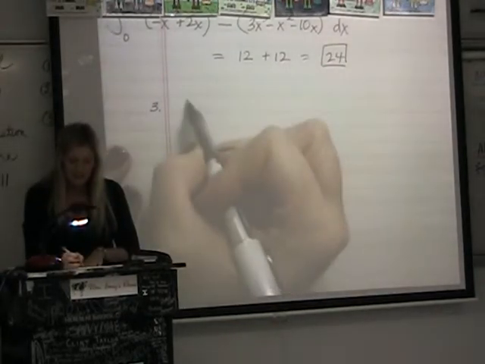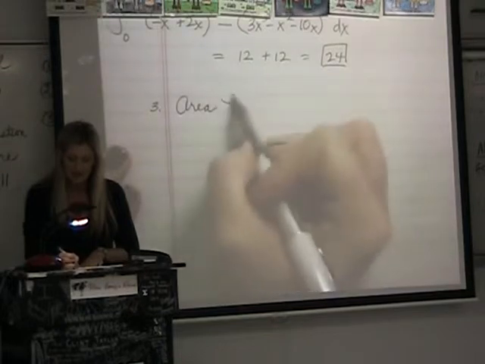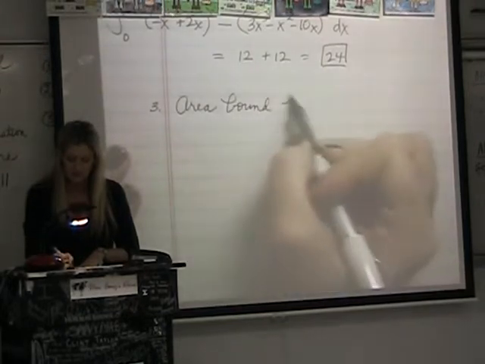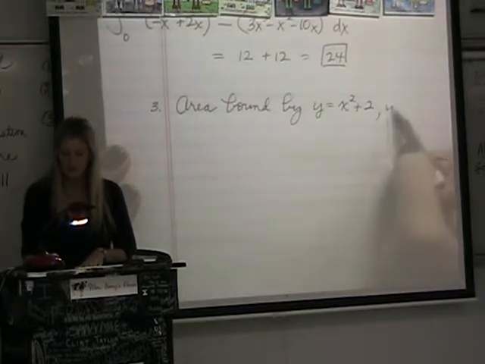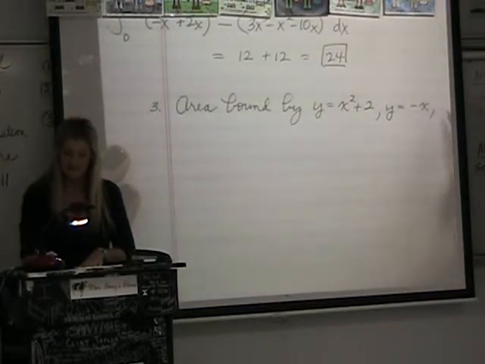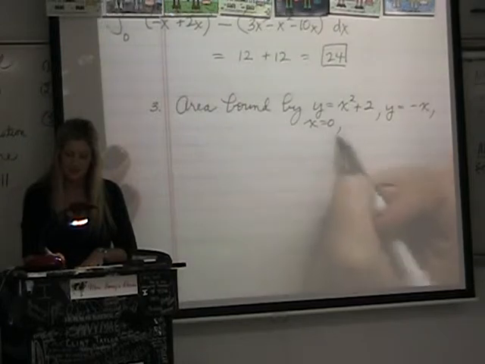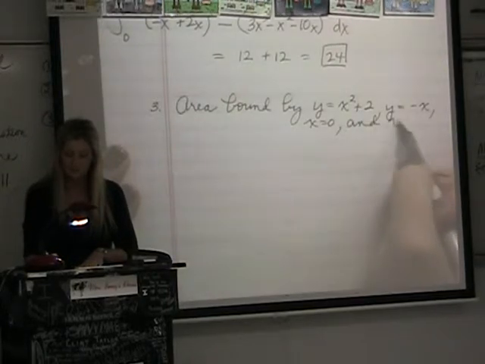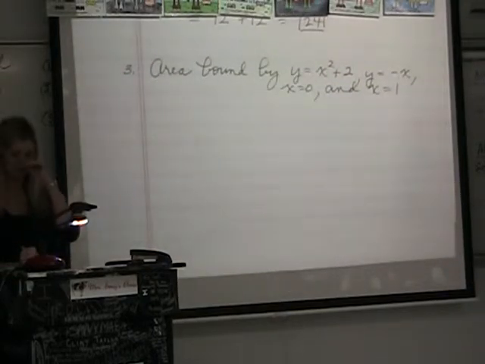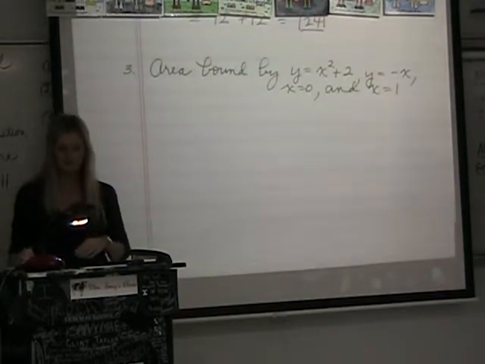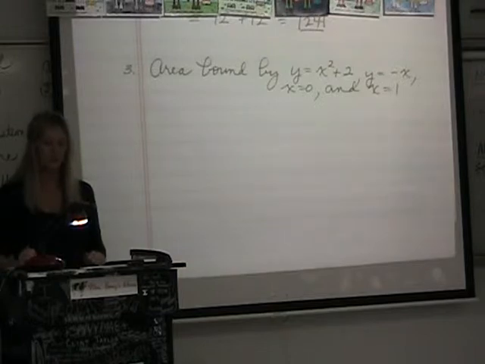All right, this time I want you to find the area bound by y equals x squared plus 2, y equals negative x, x equals 0, and x equals 1. Without a calculator.